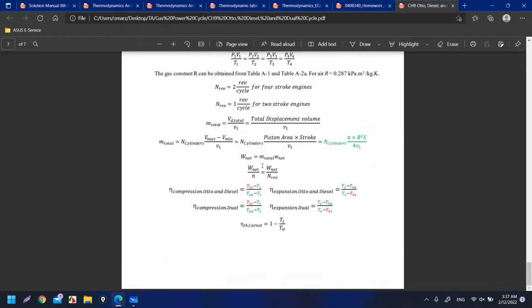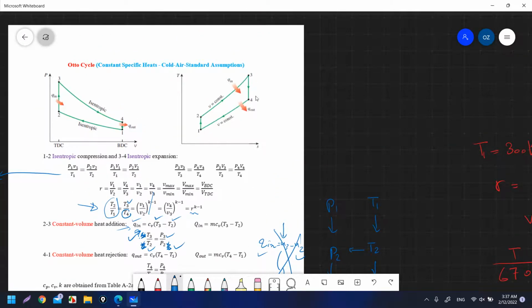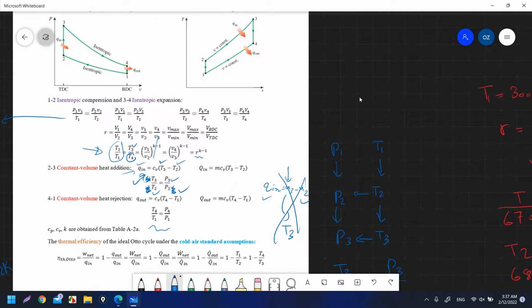What else? If he asks you about the Carnot cycle, to compare your efficiency with the Carnot cycle, you'll use 1 minus TL over TH. TL is the lowest temperature and TH is the highest temperature. The lowest temperature is state 1, the highest temperature is state 3.